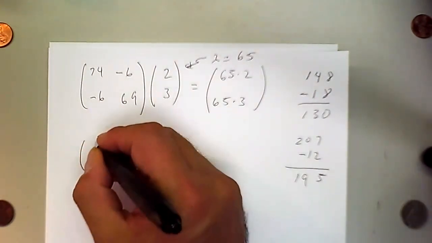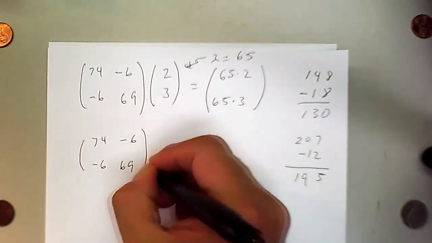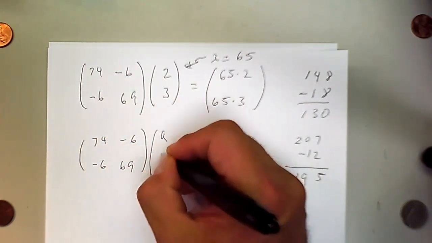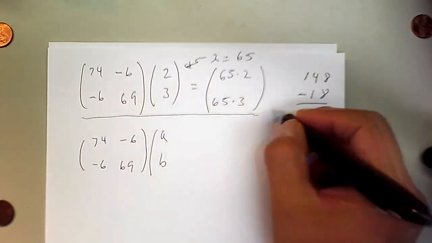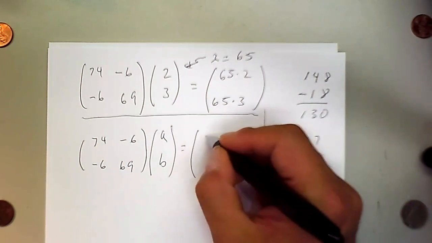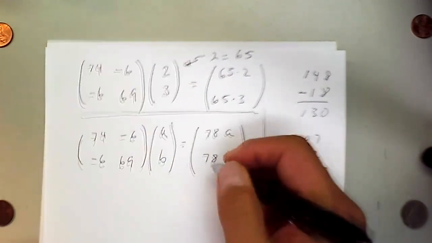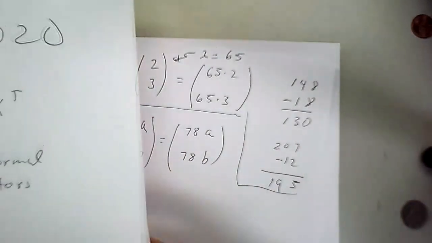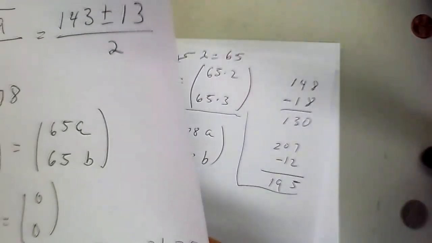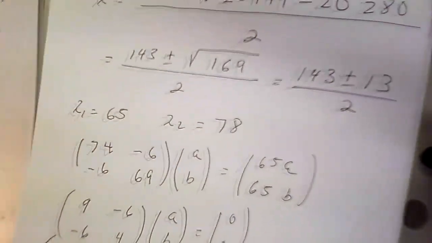So we start out the same way: 74, negative 6, negative 6, 69, times A, B. So this is a new portion of the problem. Still same problem, but a new part of it. And we want it to be 78A and 78B. Let me double check to make sure that we do have the 78. Oh yeah, 78. So 65 and 78.